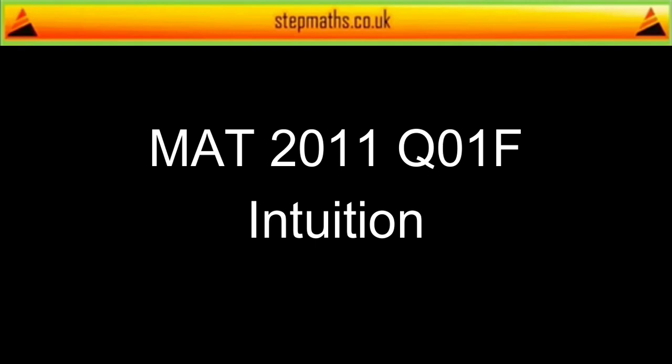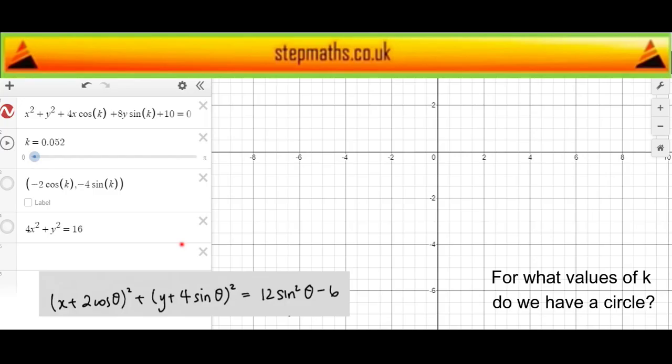This is the intuition video for question 1F on the 2011 MAT paper. In this question, we're given this horrible looking thing, x squared plus y squared plus 4x cos k plus 8y sin k plus 10 equals 0, where k is a parameter that varies between 0 and pi. And we're asked, for what k does this describe a circle?